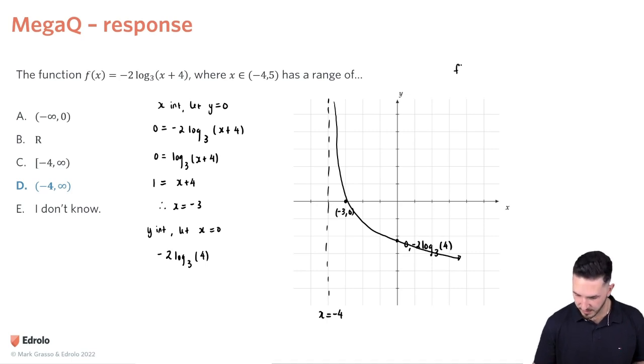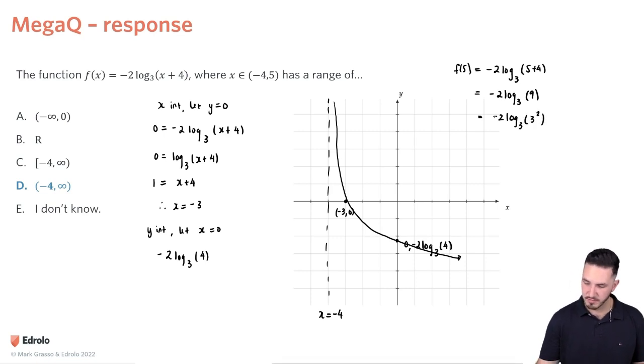So f of 5 would be equal to negative 2 log base 3 of 5 plus 4, which is equal to negative 2 log base 3 of 9. Log base 3 of 9 can be rewritten as negative 2 log base 3 of 3 squared. Using the power law, we can bring that 2 to the front. So it becomes negative 4 log base 3 of 3. We know log base 3 of 3 is 1, so this would equal negative 4.